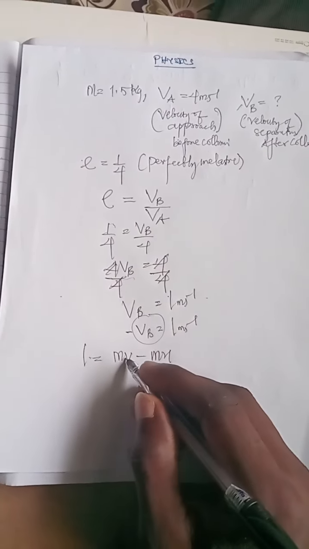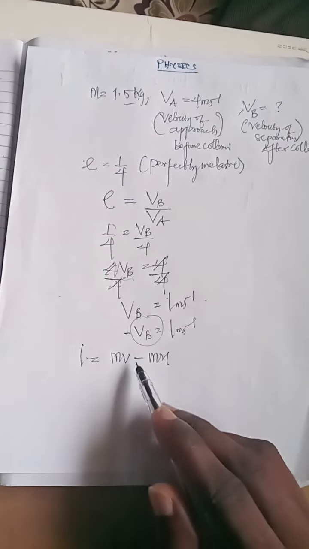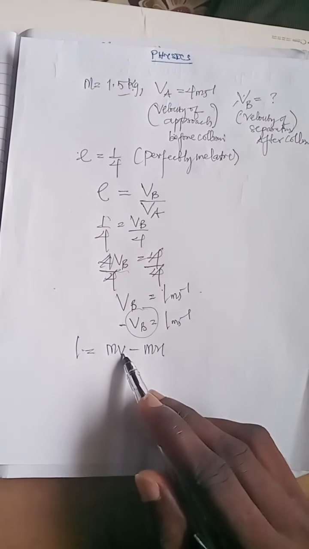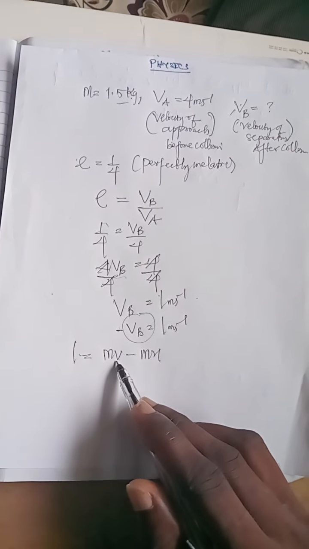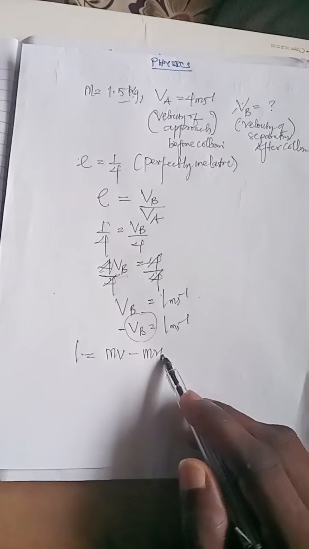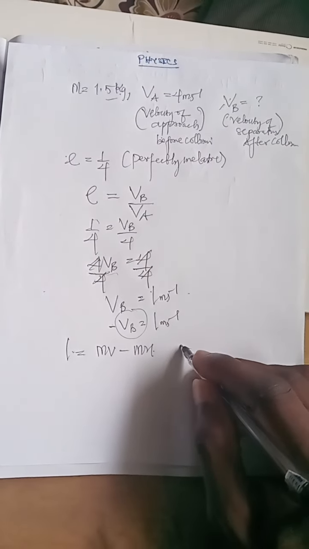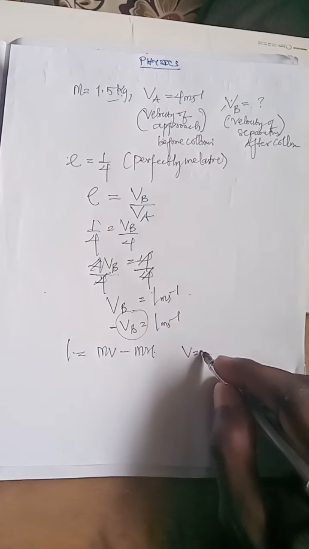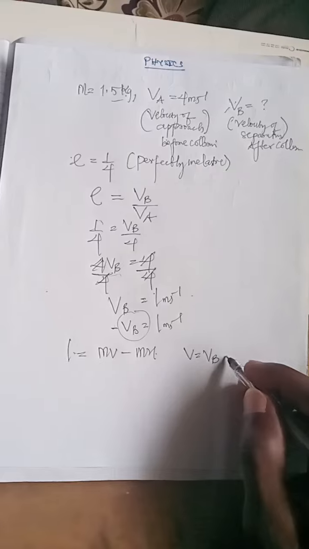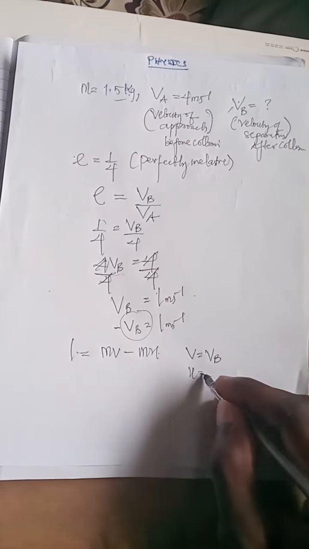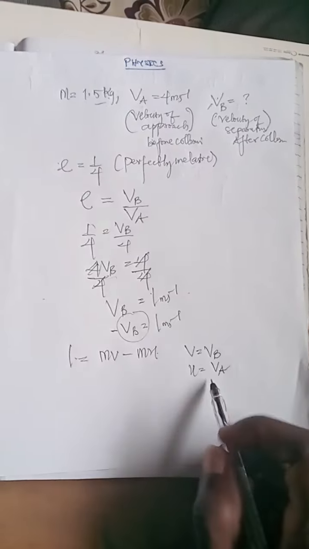Now, the mass given to us here is 1.5. You can see the mass is 1.5. Then the V we have here represents the final velocity, that is after collision, while the U represents the initial velocity, that's before collision. So I can simply say that V equals VB, the velocity after collision, and U, the initial velocity, equals VA, the velocity before collision.